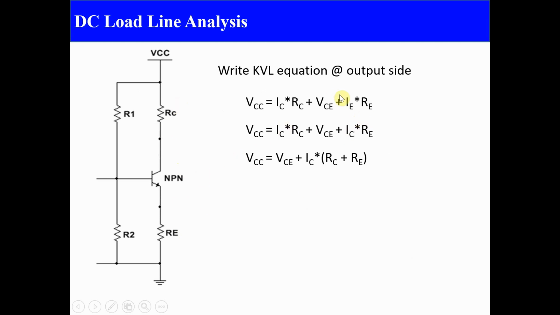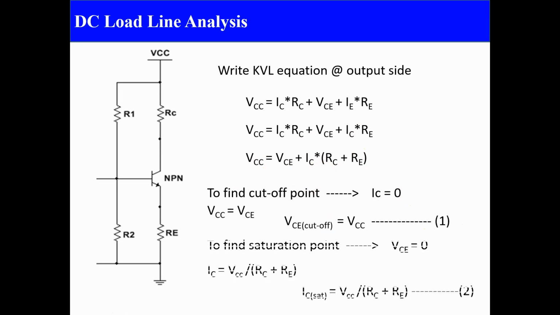Now IC is equal to IE, so we can replace IE by IC, so we have this equation. Take IC common, so we have this final equation. Now to find the cutoff point, as the cutoff point is on the x-axis, and the x-axis is the voltage axis, on the voltage axis IC is 0. So when we substitute IC equal to 0, we get the cutoff point VCE cutoff equal to VCC. Similarly, to find the saturation point, it is on the current axis. On the current axis voltage is 0. So substitute VCE equal to 0 in this one, and you will get some current. It is known as IC sat, so it is VCC upon RC plus RE.